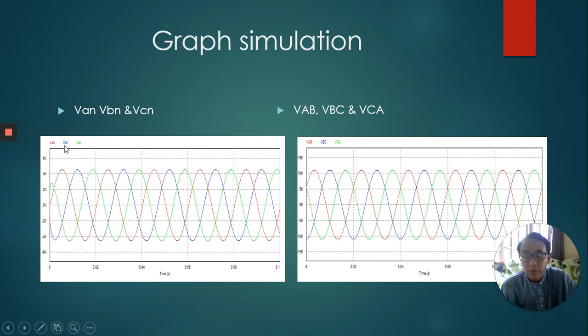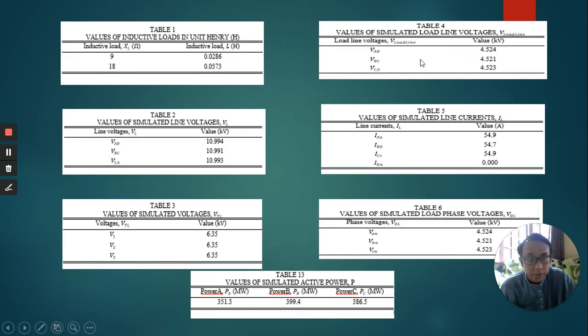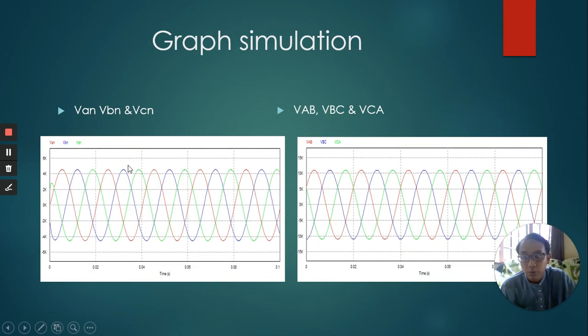You can see that this is the graph for VAN, VBN, and VCN. This is for voltage at phase voltage. So you can see the peak for VAN is 4.524, like this, at this peak. Red is for VAN, blue for VBN, and the green for VCN.